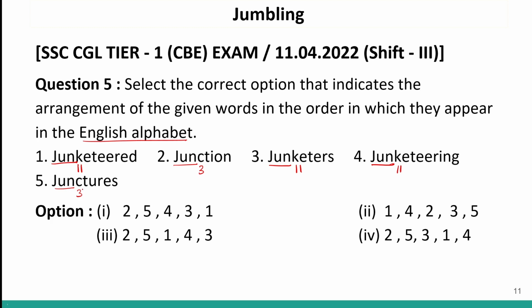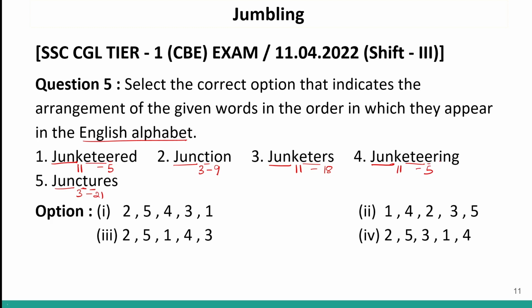So between junction and junctures, I can see that T is again common. So we will move on to the letter after T. So after T, we have I, which is 9. And over here, after T, we have U, which is 21. Now, between junketeered, junketeers, and junketeering, I can see that ETE is common in all after K. So we'll move on to the letter after ETE. So after ETE, we have E, which is 5. After ETE, we have R, which is 18. And over here also, after ETE, we have E, which is 5.